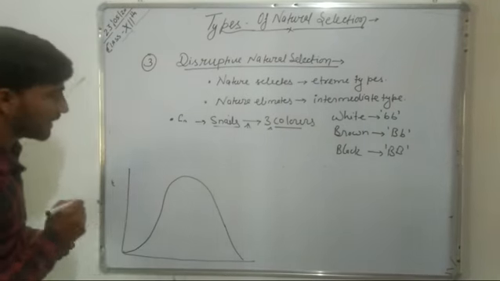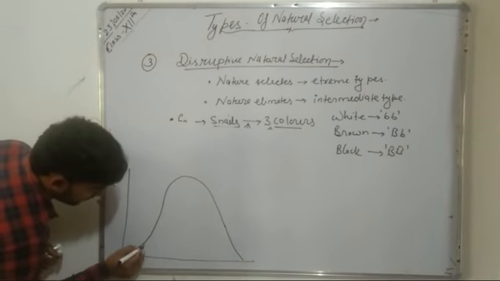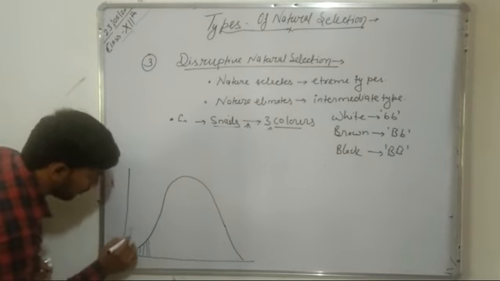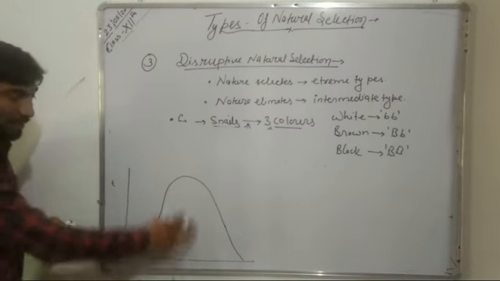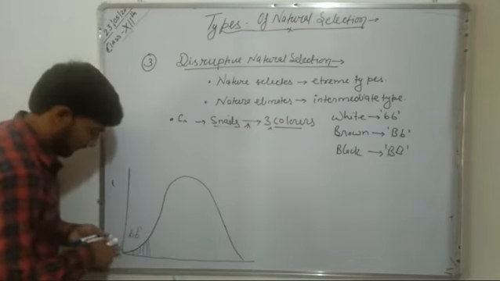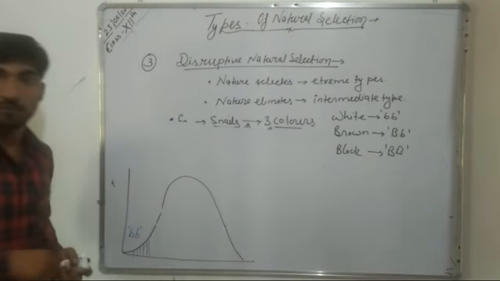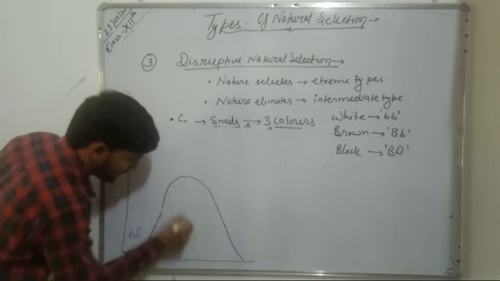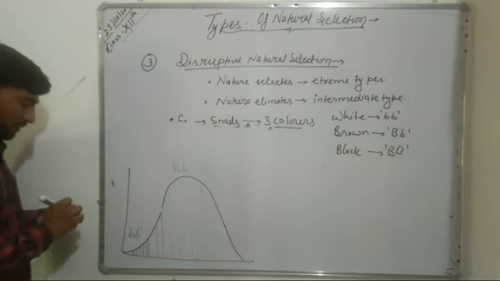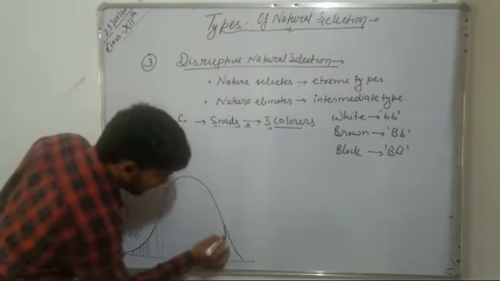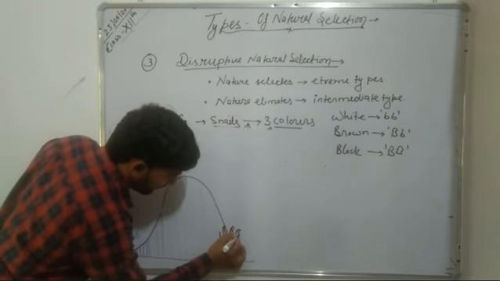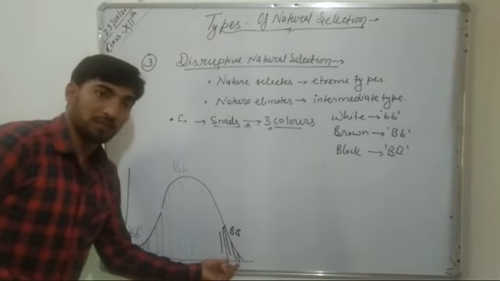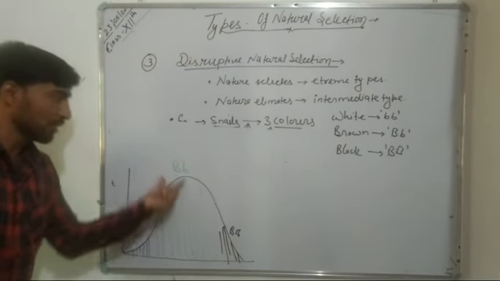In this graph we are representing the white colored snails, which are present in the extreme, denoted by the genotype small b and small b, and then the intermediate condition, that is the brown colored snails having genotype capital B and small b, and the black colored snails present in the other extreme, that is capital B and capital B. So here we have the white colored snails at one extreme position, here we have the black colored snails at the other extreme position, and in the intermediate condition we have the brown colored snails.